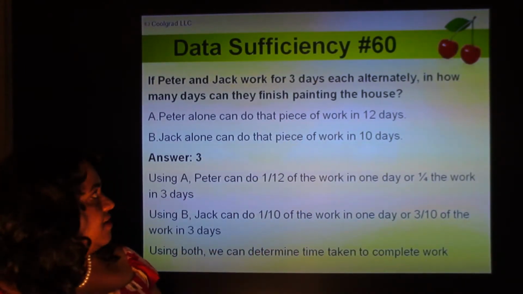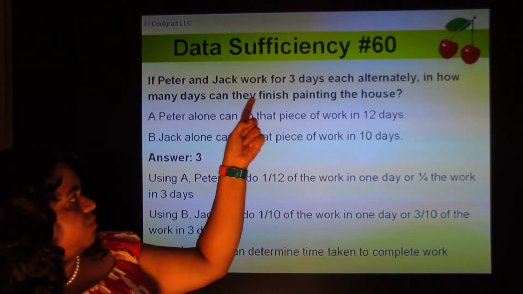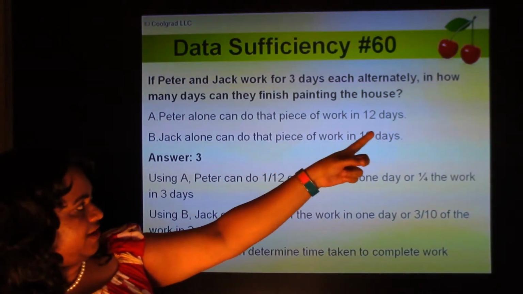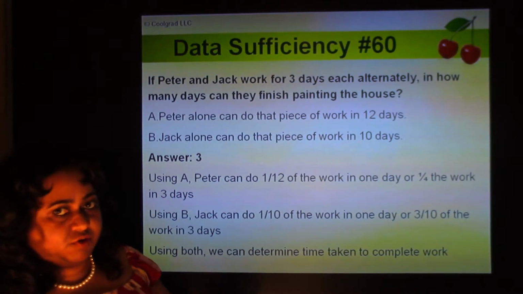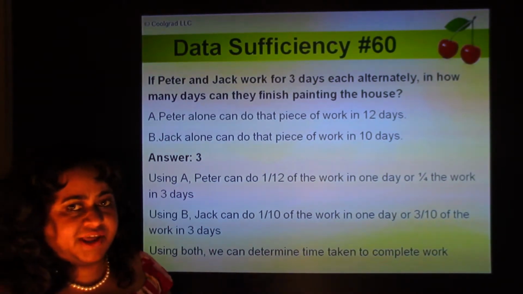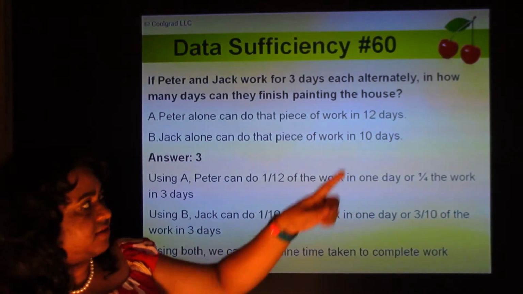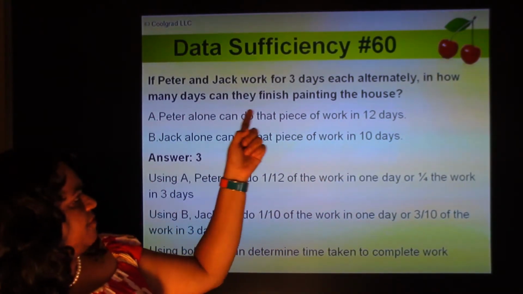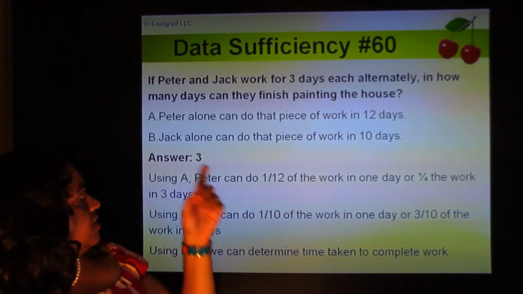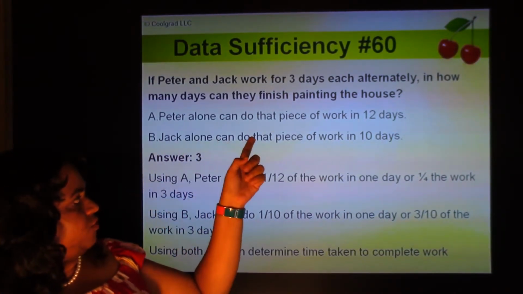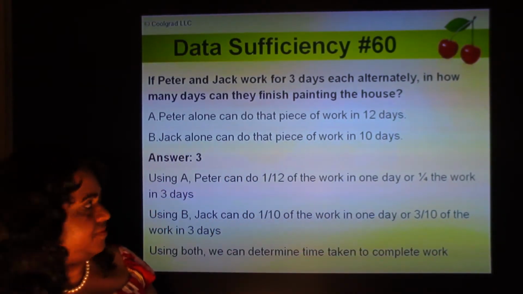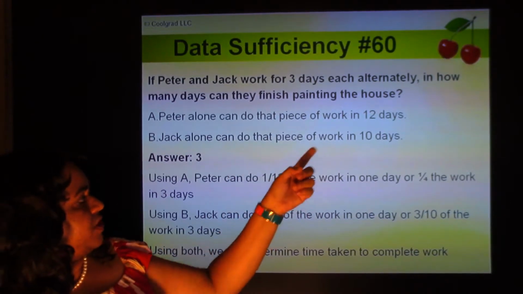Question number 60. If Peter and Jack work alternately, 3 days each, okay, alternately. So Peter works for 3 days, Jack works for 3 days, and then again Peter works for 3 days. So in how many days can they finish painting the house? Statement A: Peter alone can do that piece of work in 12 days. Jack alone can do the piece of work in 10 days.